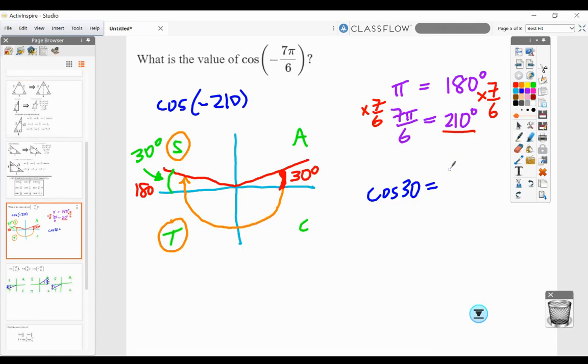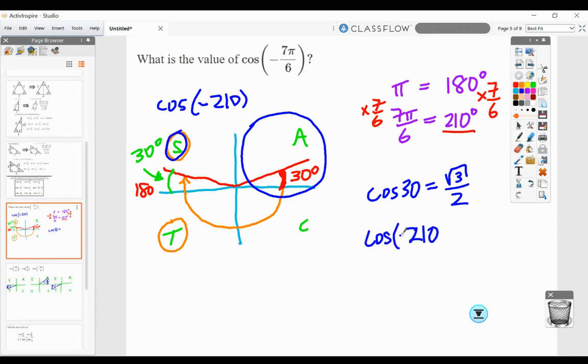So use your special triangle. Remember, cos 30 is positive because it's in this quadrant. But what we want is its negative equivalent because we ended up in a negative quadrant where cosine is negative, because we got that S there. So actually, the cosine of minus 210 is minus root 3 over 2. Now we're going to do a few more of these just to get the hang of it. But I think that's the best way to do it.